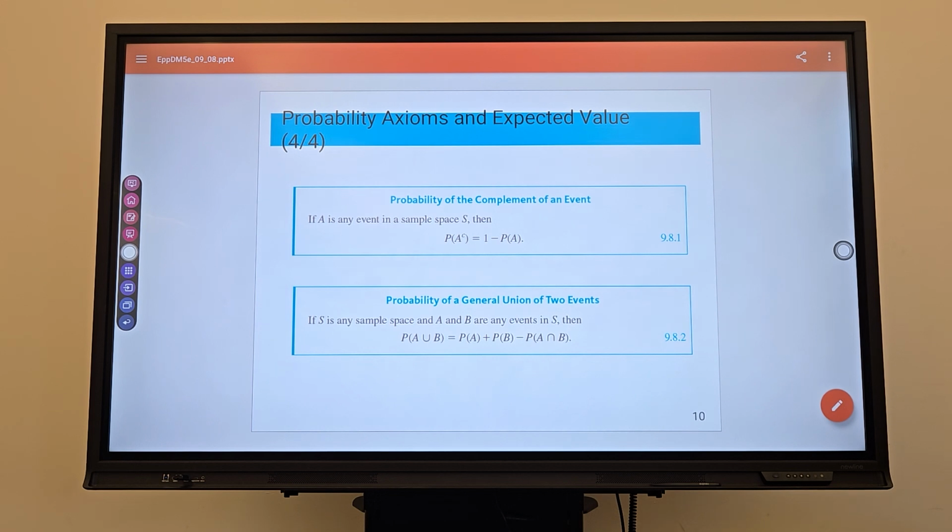So if A is any event in the sample space S, then the probability of the complement of A is 1 minus the probability of A. The probability of a general union of two events: if S is any sample space and A or B are any events in S, then the probability of the union of A and B is equal to the probability of A plus the probability of B minus the probability of the intersection of A and B.